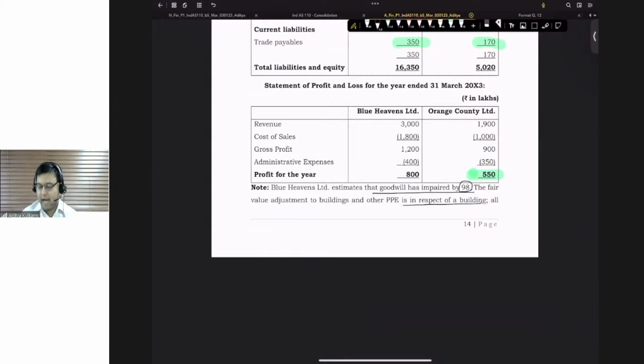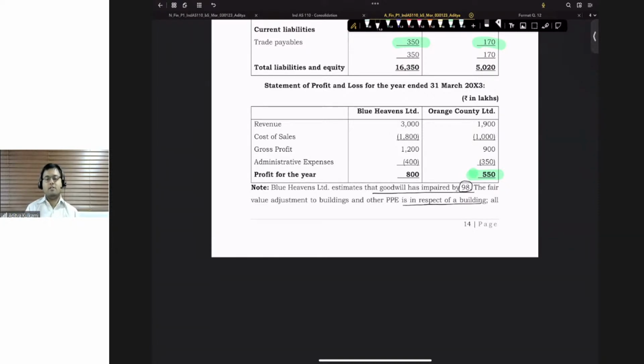Goodwill is impaired by 98, means it is reduced by 98 rupees. The question that arises is, who should bear this loss of 98? Look, in consolidated financial statements I am having goodwill. Now, since this goodwill pertains to the subsidiary, there are two parties interested in that. One is the parent, the other is the NCI. Both have invested in the subsidiary, and goodwill is arising on account of acquisition of the subsidiary.